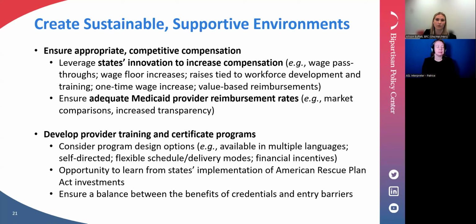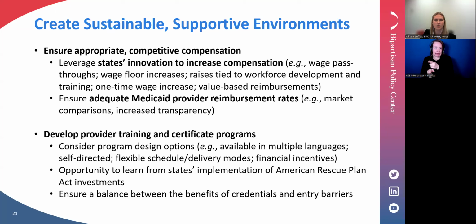Let's start off with reforms to create sustainable and supportive environments for direct care professionals. Through the American Rescue Plan Act, many states have adopted innovative strategies to increase compensation. For example, some states have implemented one-time wage increases. Other states developed wage pass-throughs that require employers to give a certain percentage of the Medicaid provider payment rate to direct care professionals' wages.